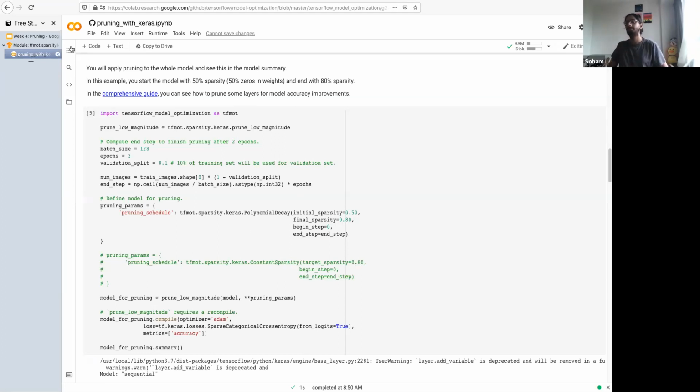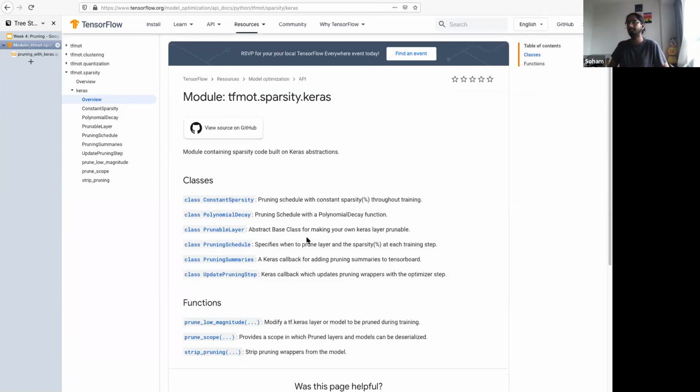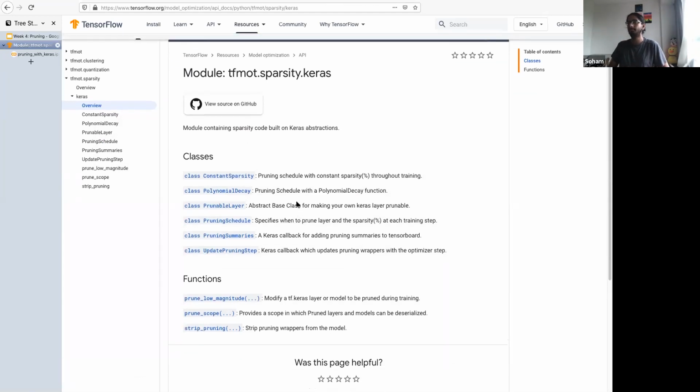There are also some other supported ways to schedule how we perform pruning as well. And on top of that, we can also create our own layer and our own pruning schedule. So we can create our own ways of performing pruning as well.